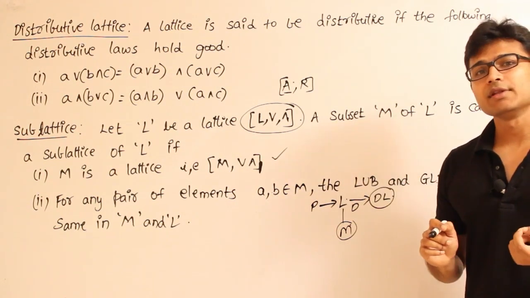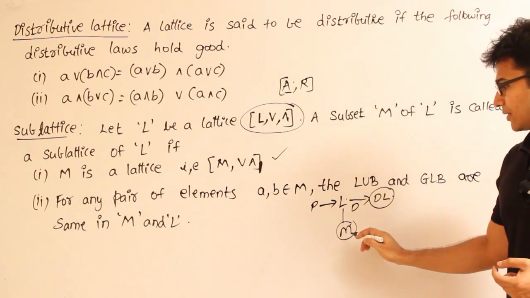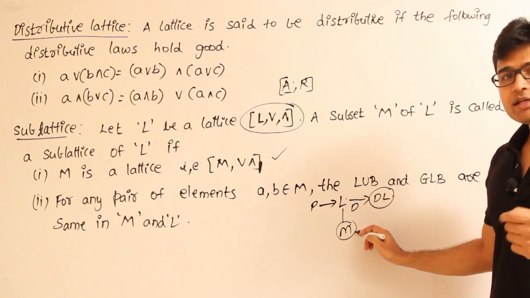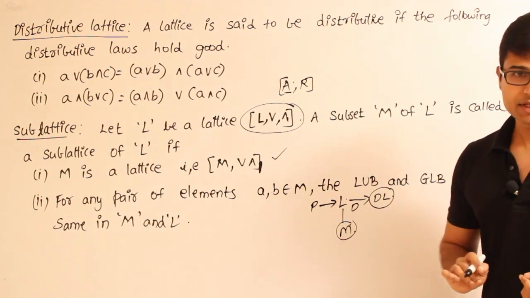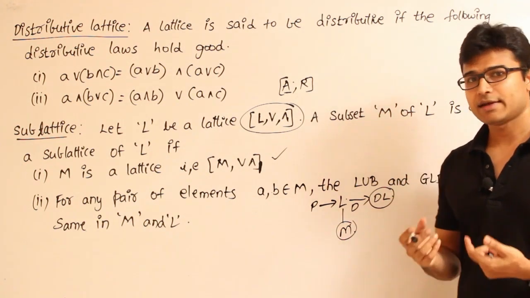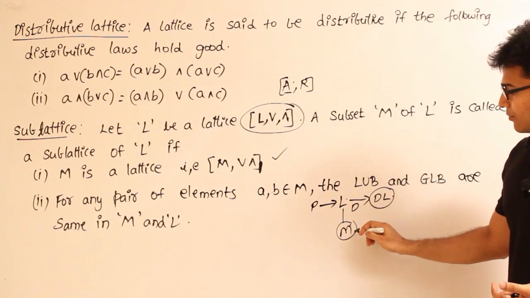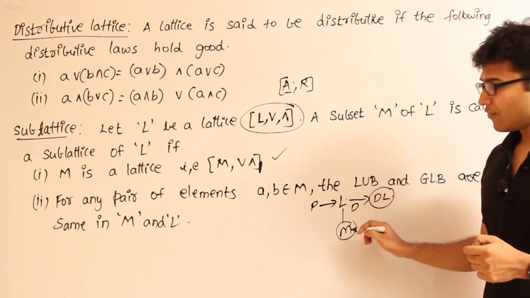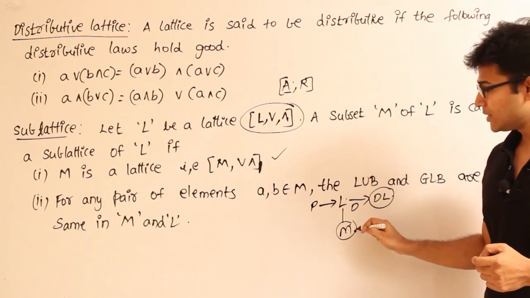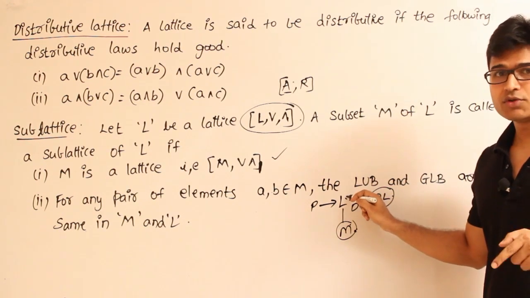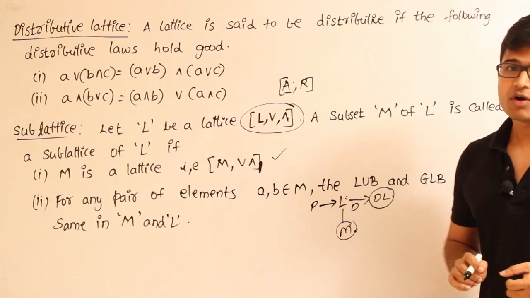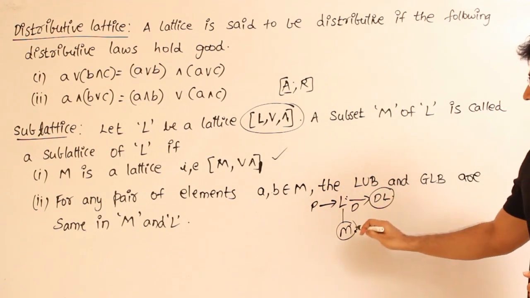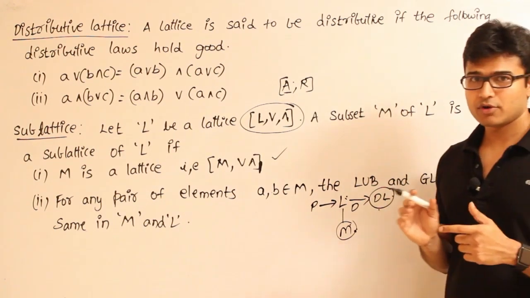So what does that mean? If you take every two elements in the subset, the LUB and GLB should also lie in the same subset, then M is called a lattice. So if M is a lattice and moreover the GLB and LUB of every two elements in M are the same as the GLB and LUB of those two elements in L, then that is called a sublattice. So these two are different concepts. I hope you are not getting confused.